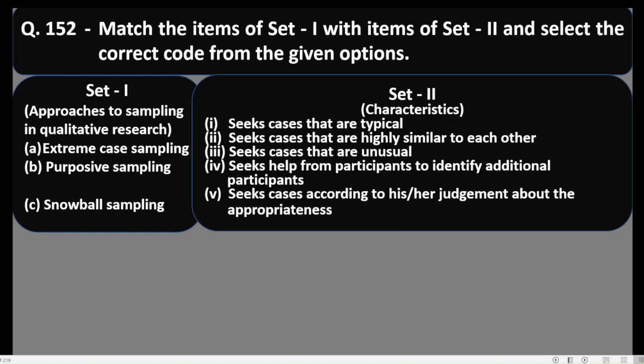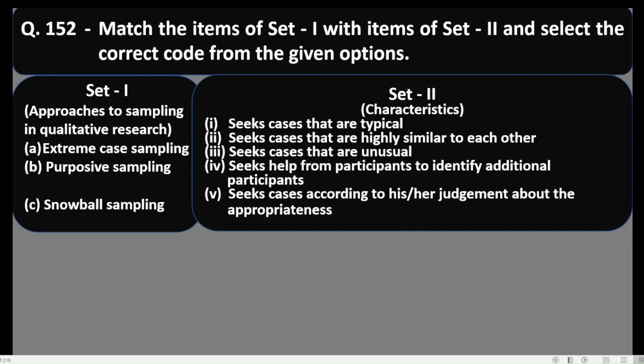the characteristics of sampling approaches are given. Number 1, cases that are typical. In number 2 of set 2, it is written, cases that are highly similar to each other. Number 3, cases that are unusual. Number 4, help from participants to identify additional participants. And number 5 in set 2 is, cases according to his or her judgment about the appropriateness.